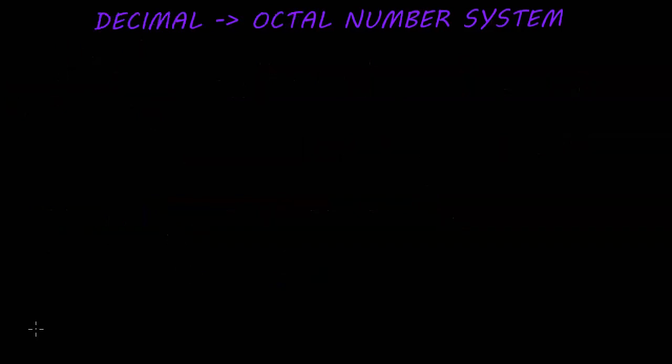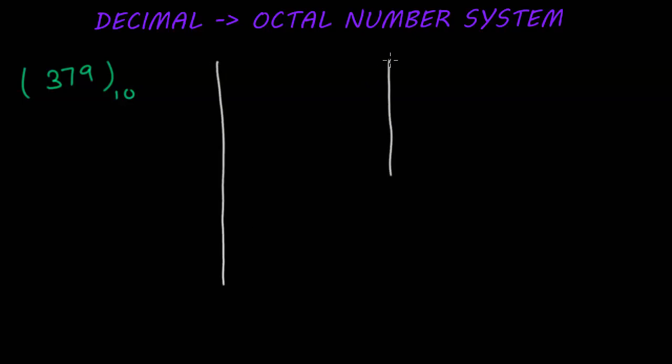Now let's see how to convert a decimal number into an octal number system. The conversion of a decimal number to an octal number system is quite similar to how we converted a decimal number into a binary number system. So let's take an example as 379 in its decimal form. The very first step is to make 3 columns. Here is my number. Here I'm going to make a note of my quotient. And this is going to be my remainder.